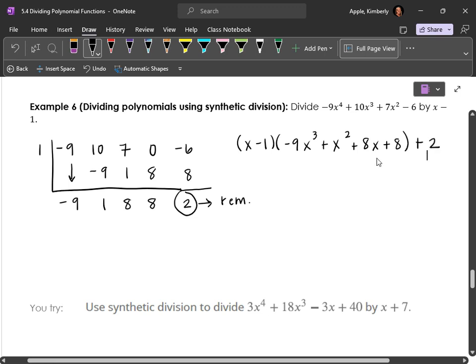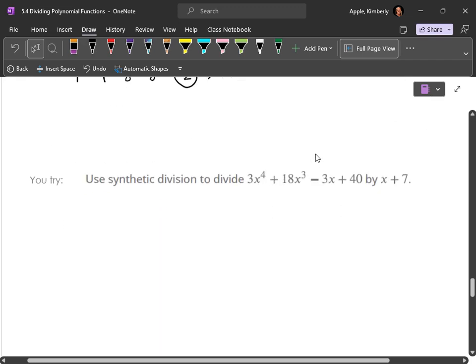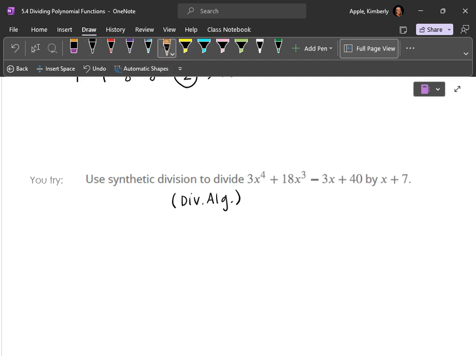And so see if you can use synthetic division to divide this. And I want you to write your answer in the division algorithm format. And then come back and see how you did. Pause the video, give it a try.